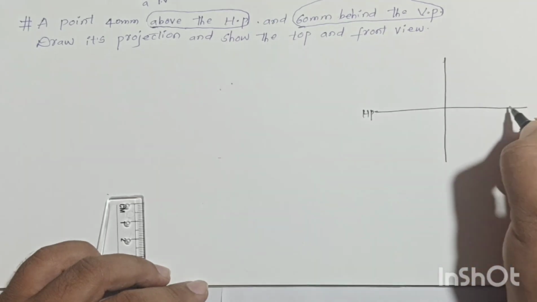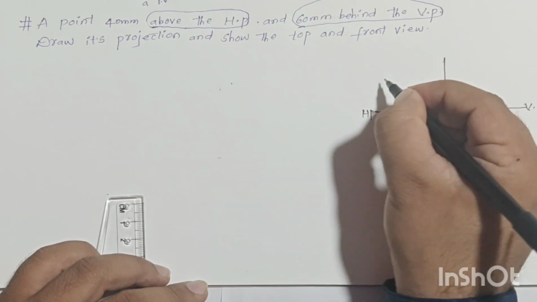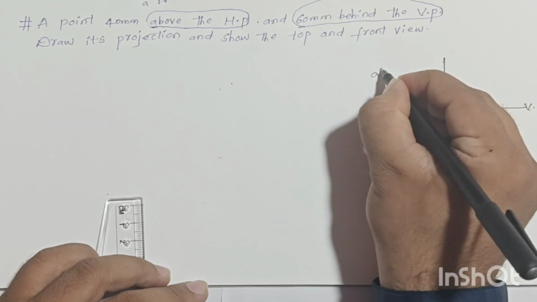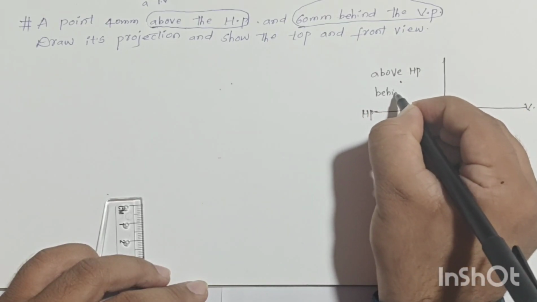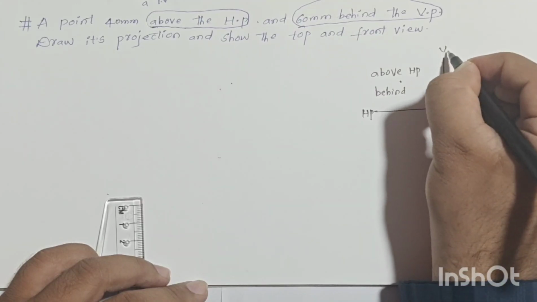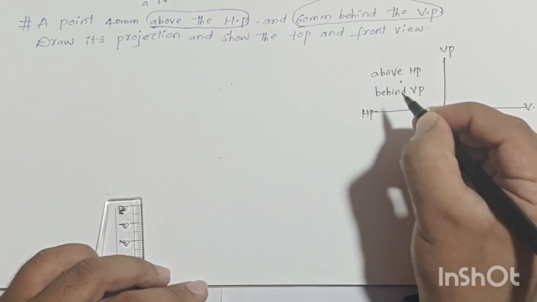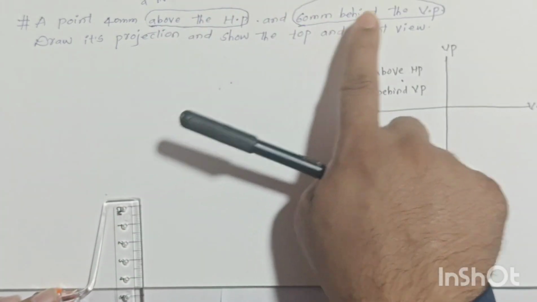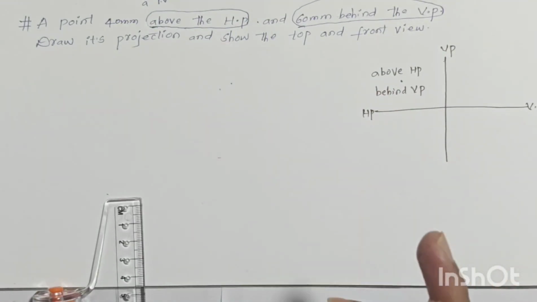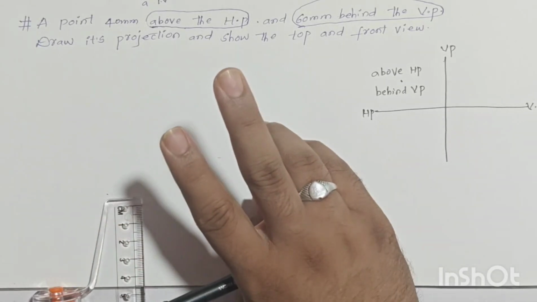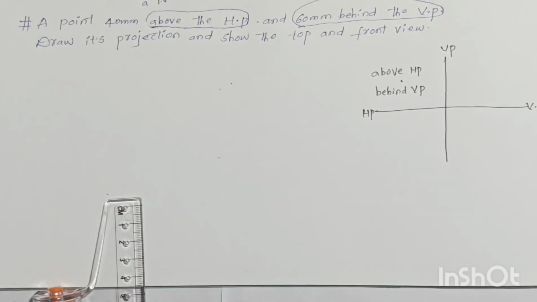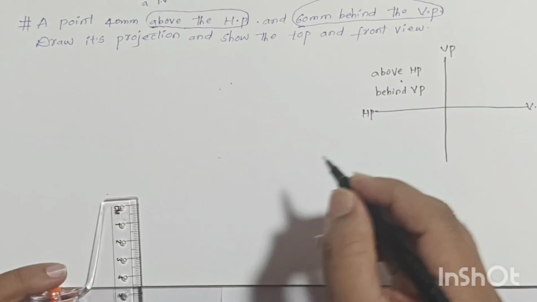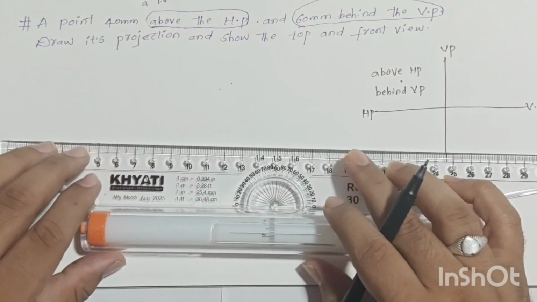Okay, HP, VP. So this point is above the HP and behind the VP, behind the vertical plane. Clear? So we understood this question is based on the second quadrant. In the second quadrant formula, we know that the HP and VP both are above the reference line. First draw the reference line.